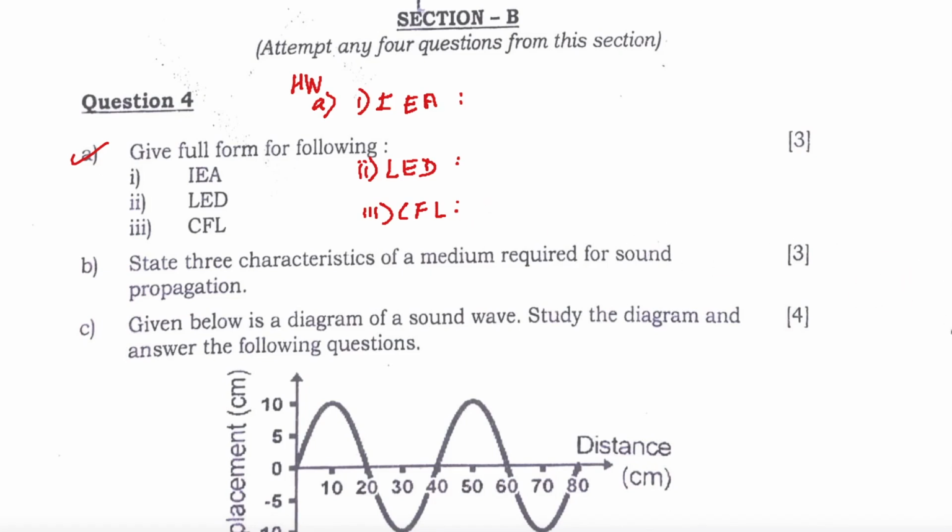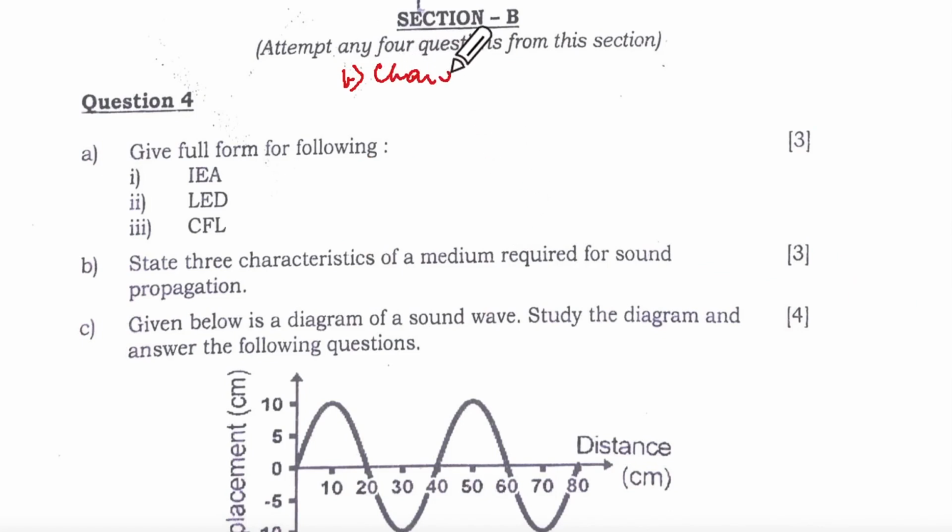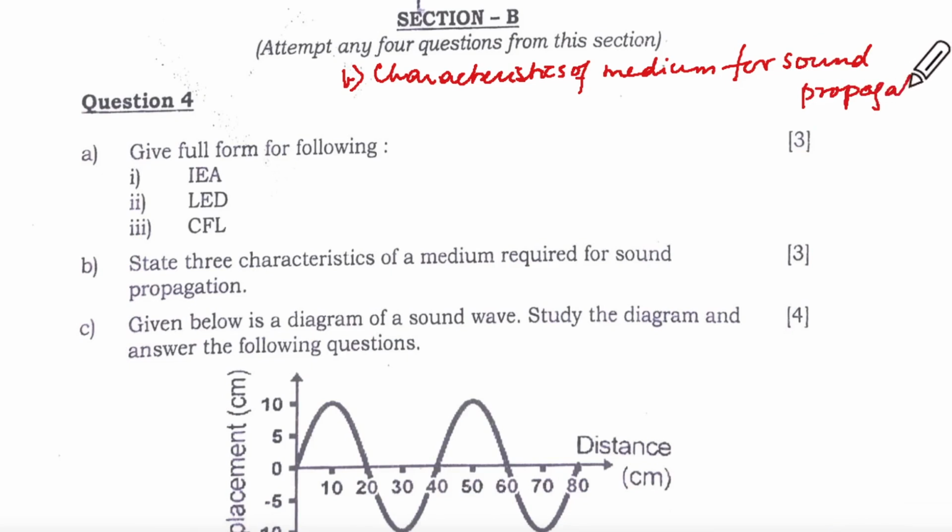We come to the B part. B part, state 3 characteristics. So write over there: characteristics of medium for sound propagation. Now this is learning work, but it is important. So we will look at the page and let us look at number 1. What is the first characteristic? The medium must be elastic. Okay. Which page is it on?